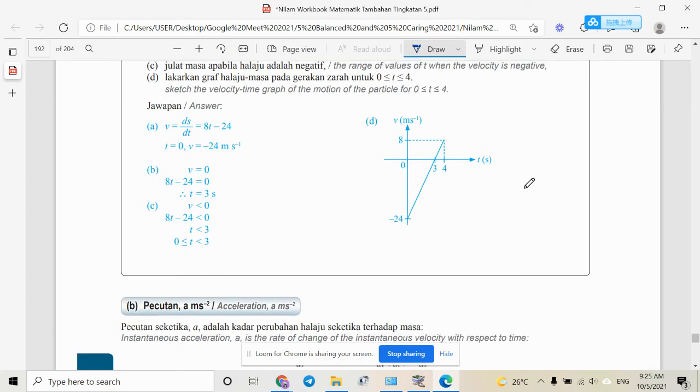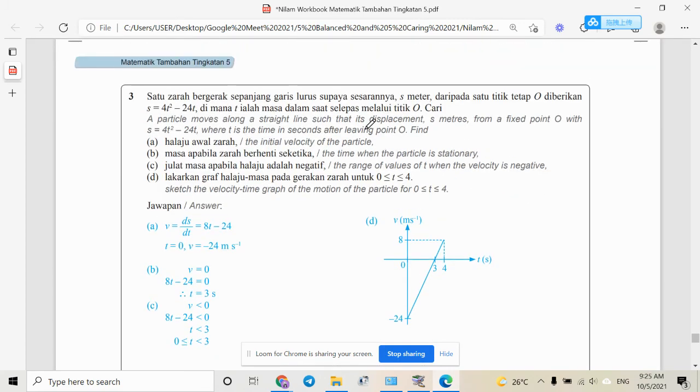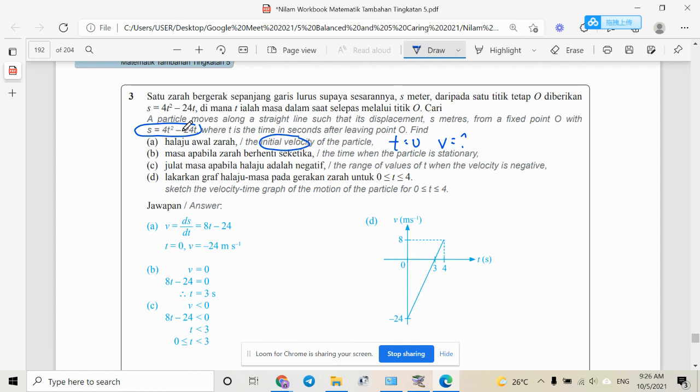Now refer page 192. So this one. C again give you the formula of displacement. Find initial velocity. Initial velocity meaning that t equals 0, v is what? Then you need to have velocity formula. How to get velocity formula from displacement? So what you need to do, you just differentiate the s, displacement that you have, ds/dt. So differentiate, you get 4t minus 24. So this one actually is your v. So just substitute t equals 0, get the answer -24.